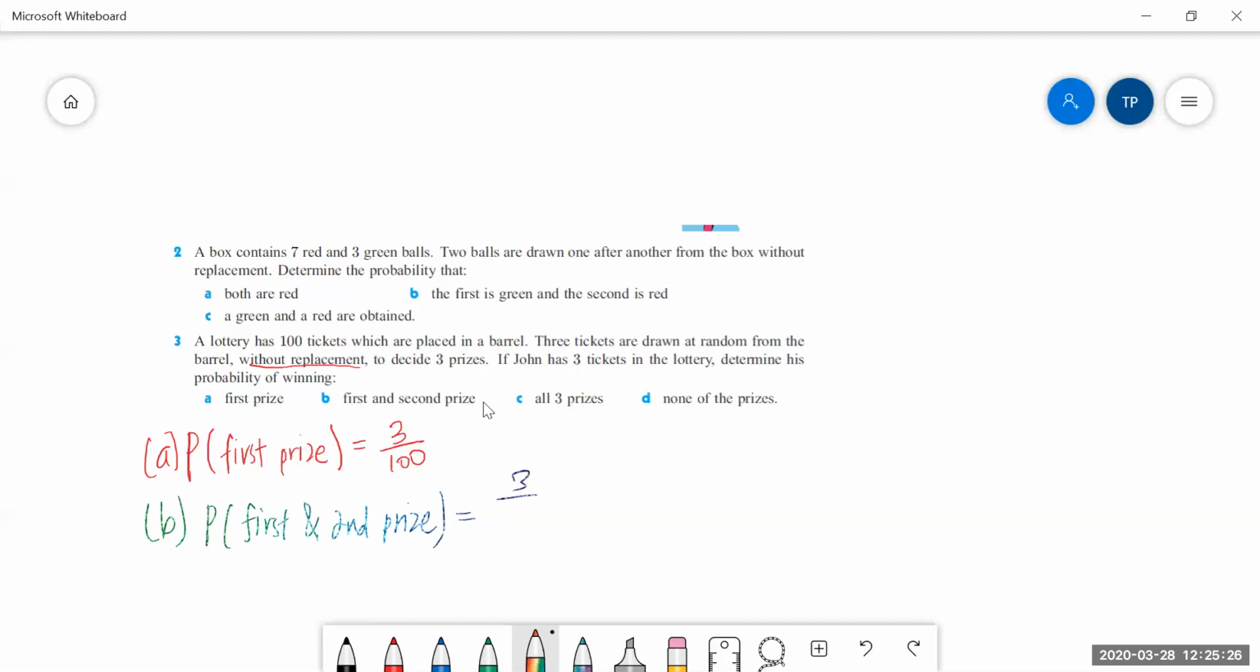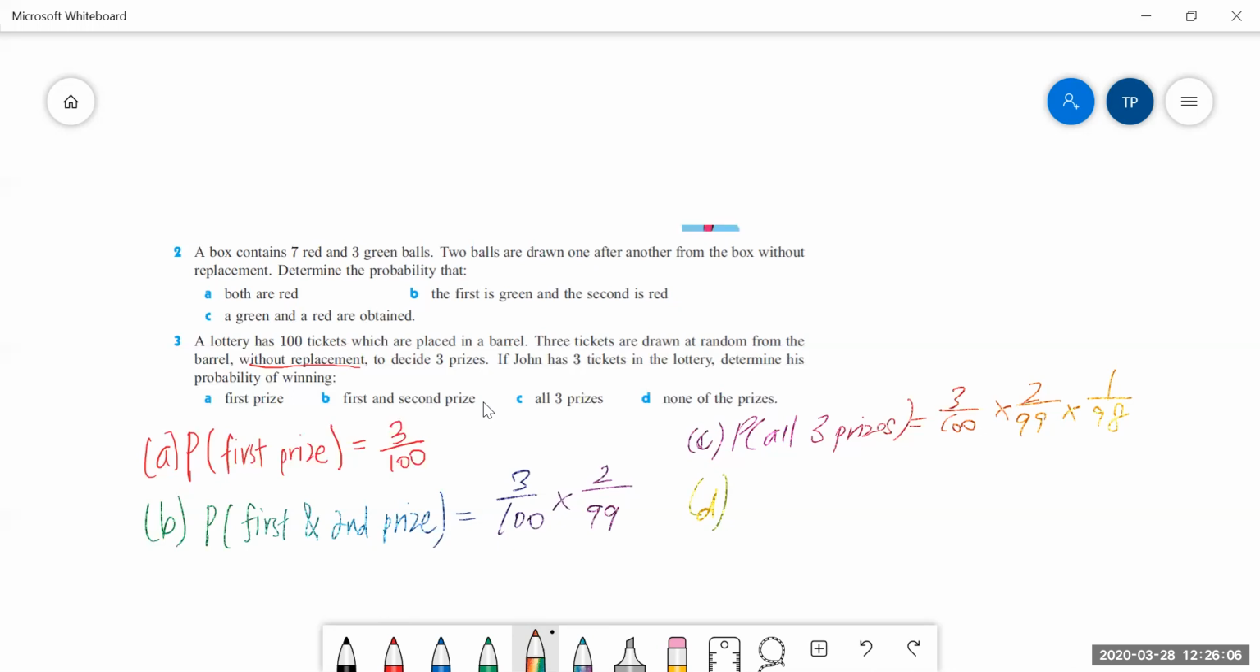So the first prize is 3 over 100, as you already knew. Second prize will be 2 over 99. Then for all three prizes, for part C, it will be 3 over 100 times 2 over 99 times 1 over 98. Yep, very good. None of the prizes will be 97 over 100.